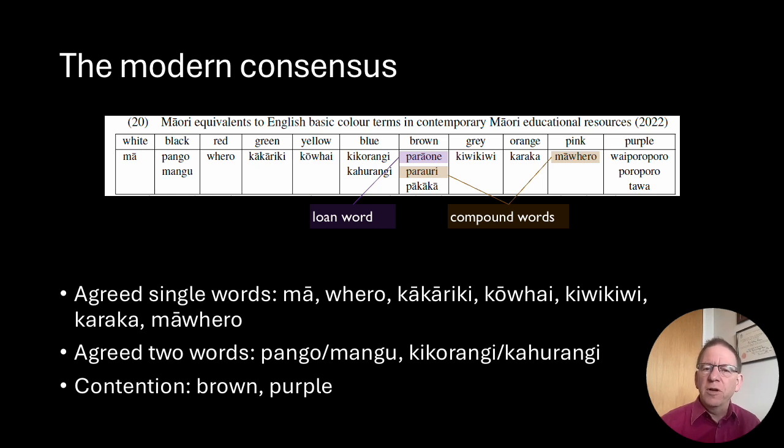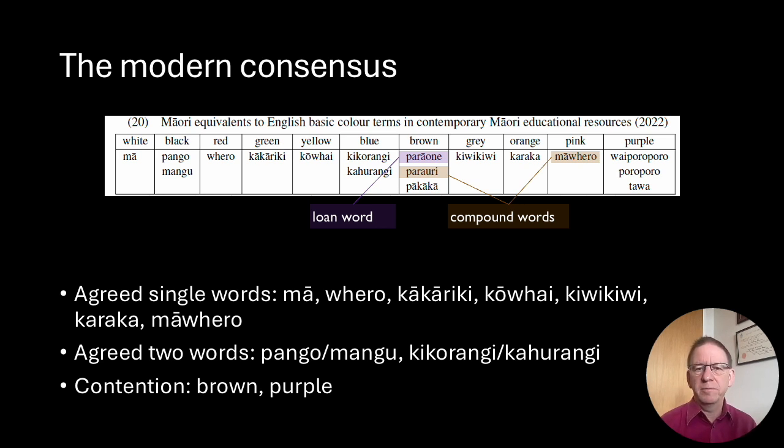Otherwise, traditional Māori words have been adopted to mean the English colour. Kiwi, a grey bird, for grey. Karaka, an orange berry, for orange. Poroporo, a purple flower, for purple. The challenge is that the 11 English colour categories have taken over from the original 5 Māori colour categories.